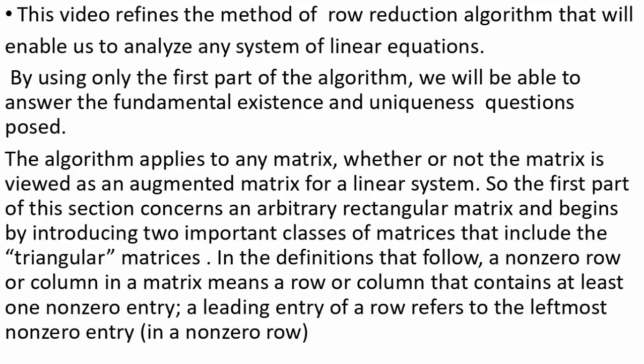linear system. So, the first part of this section concerns an arbitrary rectangular matrix and begins by introducing two important classes of matrices that include the triangular matrices. In the definitions that follow, a non-zero row or column in the matrix means a row or column that contains at least one non-zero entry. The leading entry of a row refers to the leftmost non-zero entry in a non-zero row.